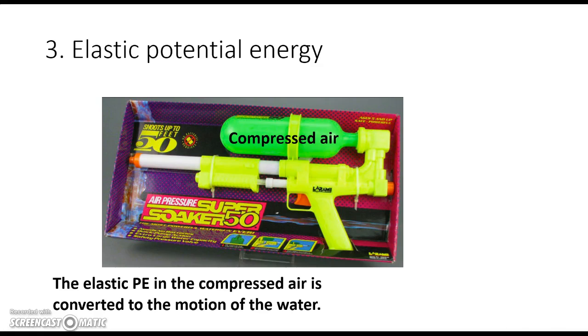Okay, so of course, one very common example of the application of compressed air to store elastic potential energy is the super soaker. Over here the green portion is where the compressed air is stored. Once you pull the trigger, the compressed air is released, and the elastic potential energy stored in the compressed air is then transformed into the kinetic energy of the water. And of course all of you will know that the super soaker gives off a very fast jet of water. Yeah, so that tells you how much energy is stored in the compressed air such that the water can travel very fast.